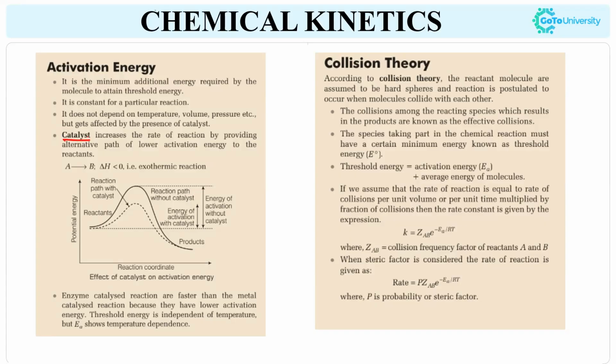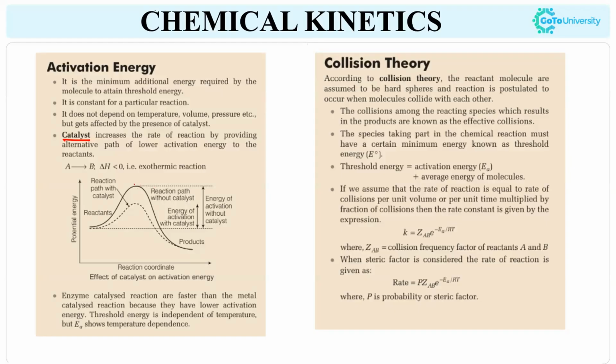So a catalyst can increase the rate of the reaction. While explaining the factors affecting the rate of the reaction, we explained that catalysts increase the rate of the reaction without participating in the reaction. So what are they actually doing? They are providing some other pathway with less activation energy. If the activation energy is less, the reaction becomes easier, right? So the catalyst is usually providing an alternate pathway with less activation energy.